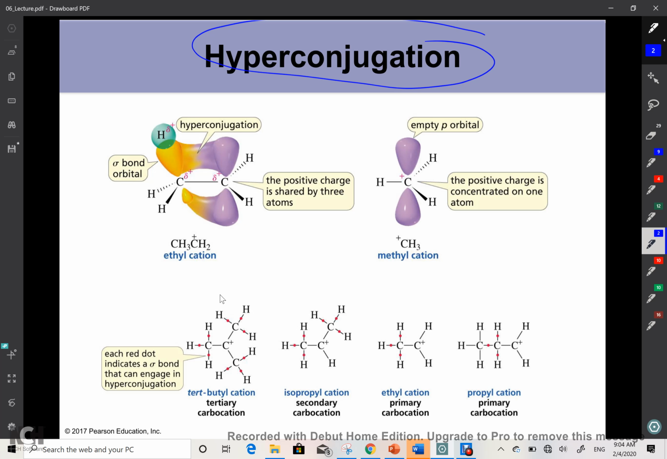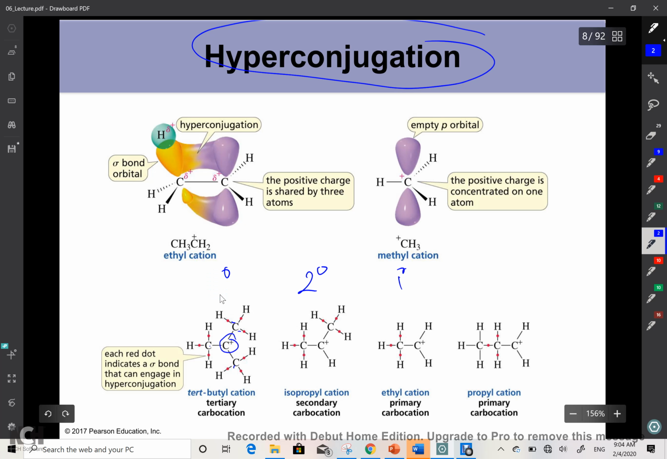That tendency of giving electrons is what we refer to as hyperconjugation. I don't want you guys to overthink it. By giving those electrons towards this positive charge, you are stabilizing it. So the more carbon atoms surround a positive charge, the more stable that positive charge is. That's why a tertiary is more stable than a secondary, which is more stable than a primary. We won't go into more detail on hyperconjugation.